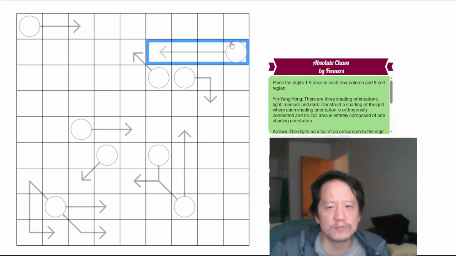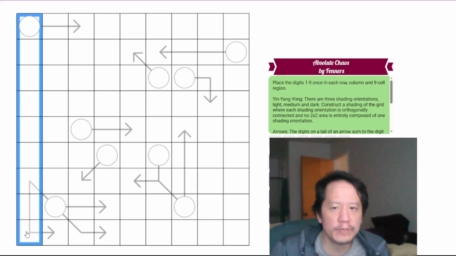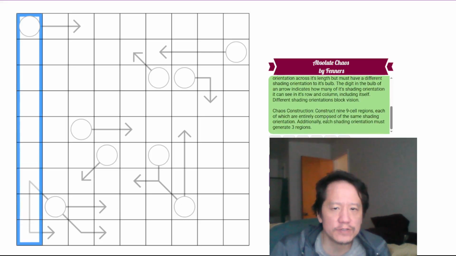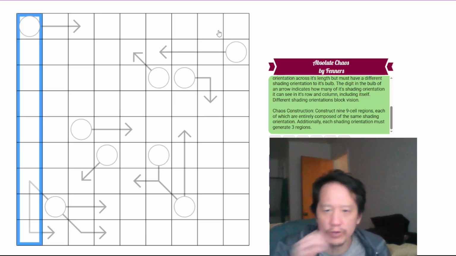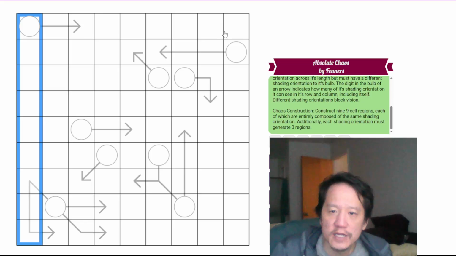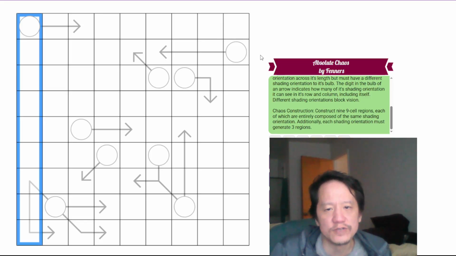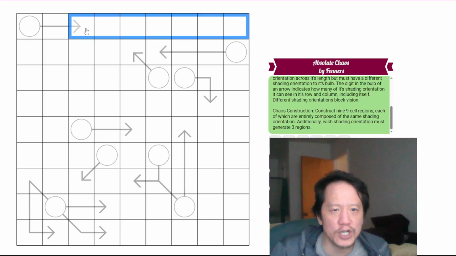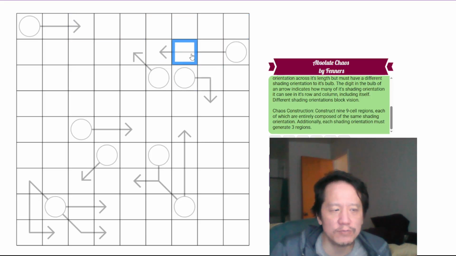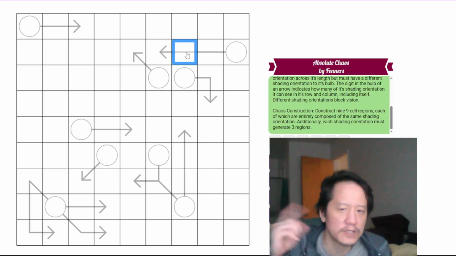We have to place the digits 1 through 9 once in each row, column, and 9-cell region. So this is chaos construction too. This is typical chaos construction rule set, where you must construct nine 9-cell regions, each of which are entirely composed of the same shading orientation. Additionally, each shading orientation, this is where it's different, must generate 3 regions. So each of the shading orientations has to have 3 regions in that shading orientation. We'll get to that soon.